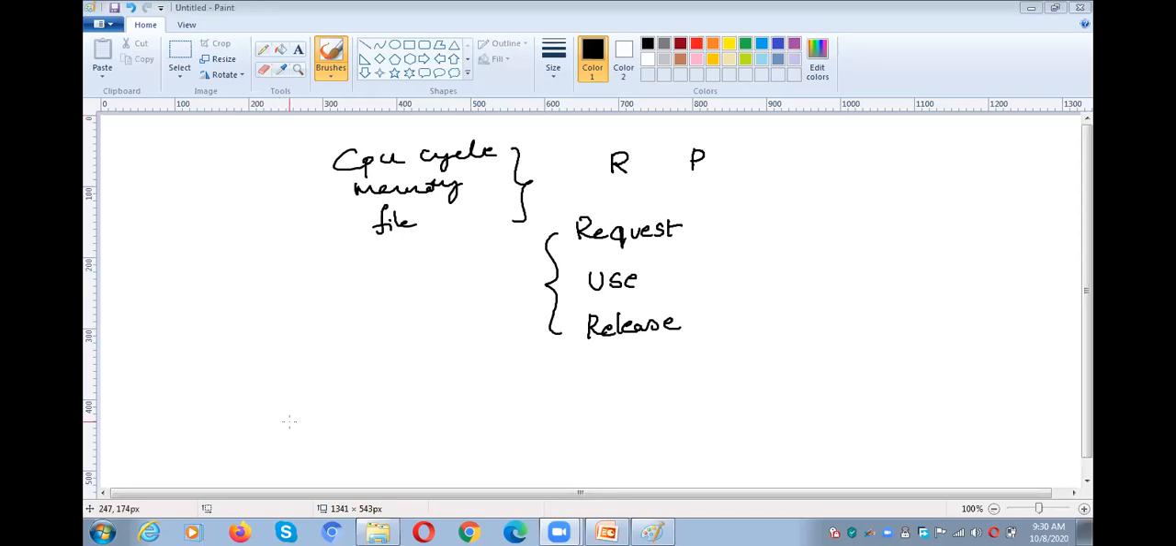Okay, is it clear now? What does the process have to do? The process has to request the resource, use the resource, and then release the resource. It has to request for the resource. After that, it has to use the resource, and then at the end, it has to release the resource. Okay, that is about the system model.